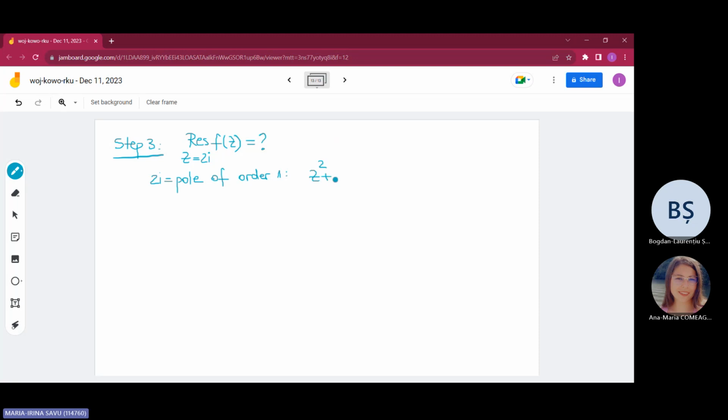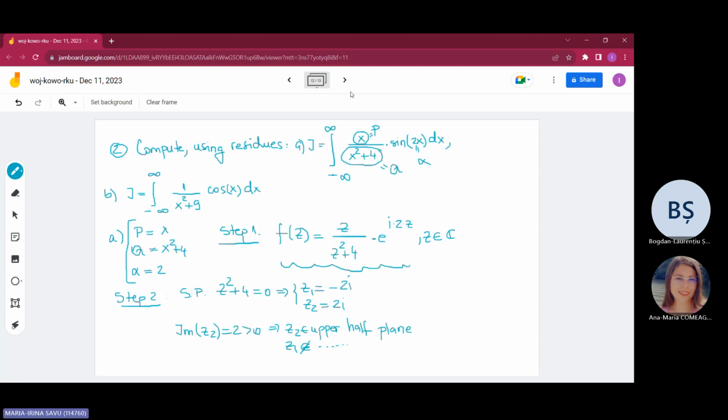Because z squared plus 4 is actually z minus 2i times z plus 2i. And this power is 1, so it will be a pole of order 1. Well, the residue of the function at z equals 2i will be the limit when z goes to 2i of z minus 2i times the function, which is this one.